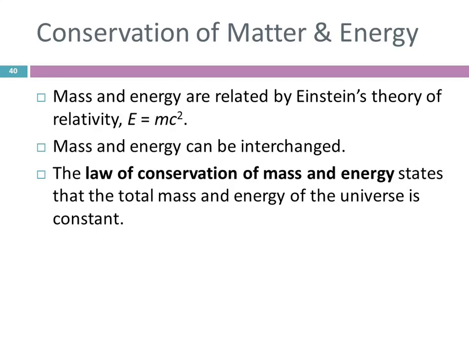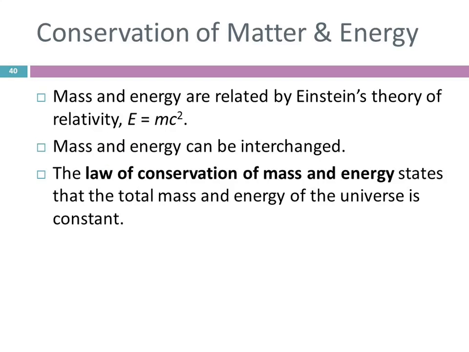Okay. So law of conservation of matter, law of conservation of energy. These two actually combined together, and Einstein was instrumental in this. His theory of relativity relates energy and matter. This is energy equals mass times the speed of light squared. And we don't have to memorize that. We're not going to do any calculations. But he realized that mass and energy can be interchanged.